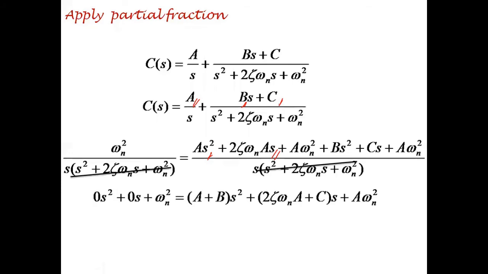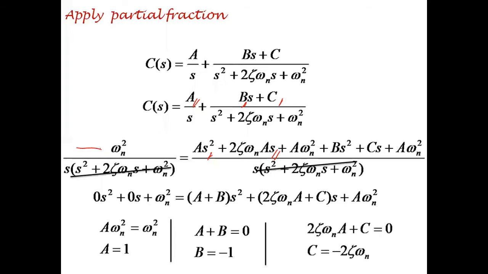we can obtain (A plus B) of s square plus (2 zeta omega n A plus C) of s plus A omega n square. And towards the left hand side, we have the constant omega n square, and the coefficient of s square is 0 in this case, and the coefficient of s is also 0 in this case. So let me equate the coefficient of s square first. A plus B is equal to 0. And if we equate the constant, we get A omega n square is equal to omega n square. And if we equate the coefficient of s, we can obtain 2 zeta omega n A plus C is equal to 0.